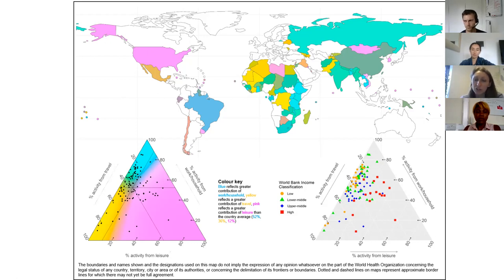I alluded to the idea that the pink leisure was associated with high income countries. This plot here is again the same plot that you've seen, just the dots are now replaced with colored shapes to indicate where the income classification lies. Whilst I don't think I can distinguish a huge amount between the low, lower middle, and upper middle, I do feel like the red of the high income countries is indicating that they are further towards this end of the triangle. They are further along the contribution of leisure than the rest of the countries. So I think we can see that trend coming out from this plot.